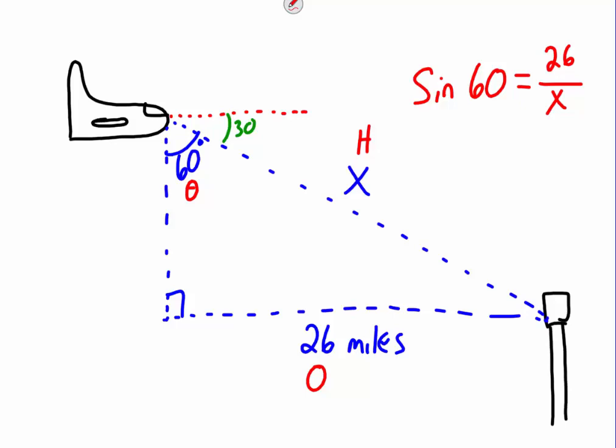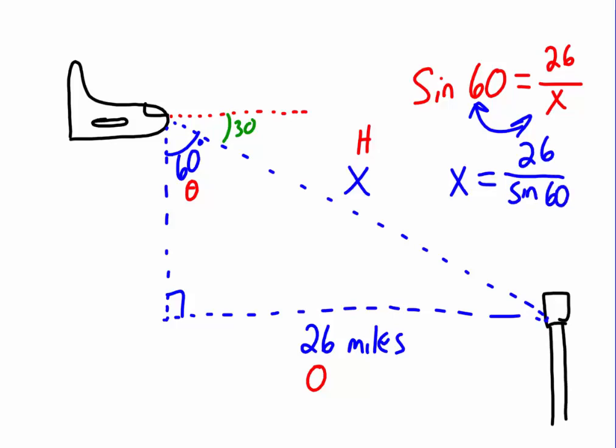Now, I know I showed this to you one time before, that when we have an x on the bottom, what we're basically doing is multiplying both sides by x, and then dividing both sides by sine 60. That's what we're going to be doing. But it's basically the same thing as just swapping sides with these things. But please understand, we're multiplying both sides by x and dividing both sides by sine 60. So we're going to end up with x equals 26 over sine 60.